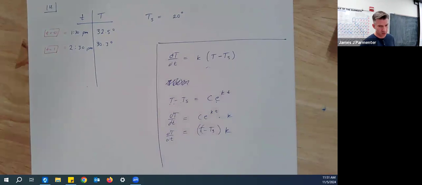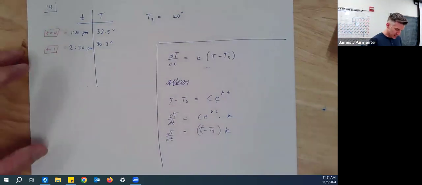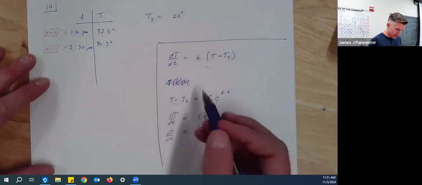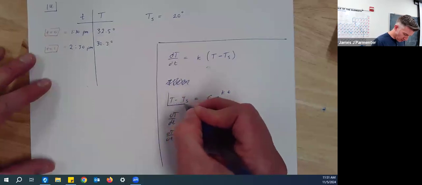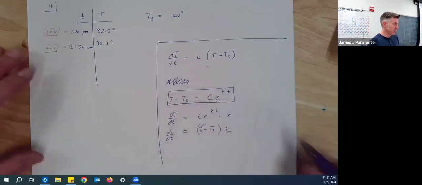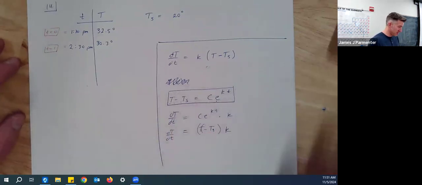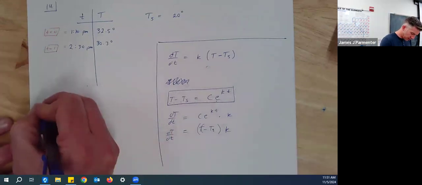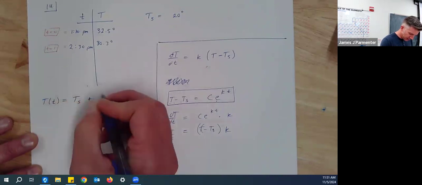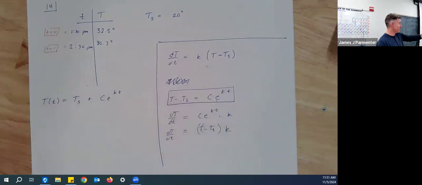So it is true, and I would kind of recommend knowing this: if you're solving a Newton's law of cooling problem, you're always going to get that the difference between the temperature of your object and the surrounding temperature is equal to Ce^(kt). There's more to this formula than that, but I feel like that's all you really need to know. So in other words, the temperature at any time t is equal to the surrounding temperature plus Ce^(kt). Now it's our job to find C and K.